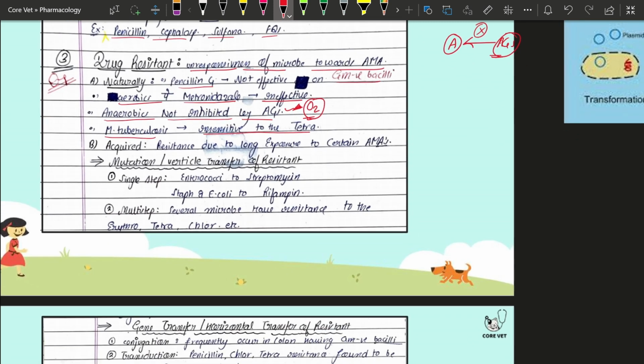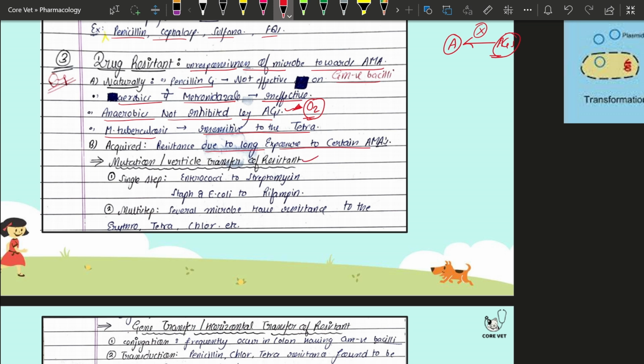Now coming on to the acquired resistance. What does the acquired resistance mean? So the resistance which is due to longer exposure towards a certain antimicrobial agent, means this resistance is acquired by a certain bacteria over a lifetime. Means over the generations, due to the excessive exposure to a certain antimicrobial agent, a certain bacteria is going to acquire a certain resistance, right?